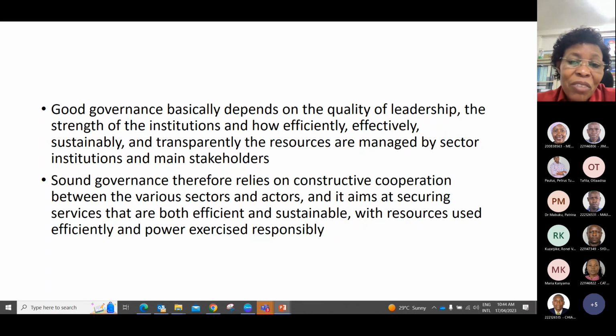Because it makes no sense when you have a strong institution, but then it's not sustainable. You realize the goal for just some time, and then it becomes history. And that's not good governance. Good governance means everything that is in good order has to be sustainable. Transparency is something that also goes into the equation of good governance. We all want to know how resources are managed. We all want to know who gets what and why, who pays for this and that.